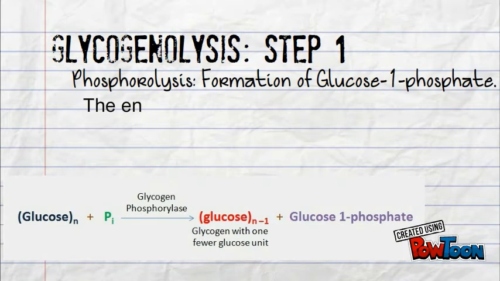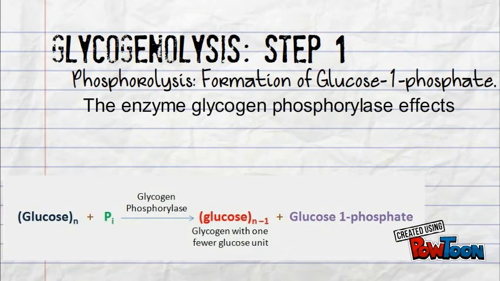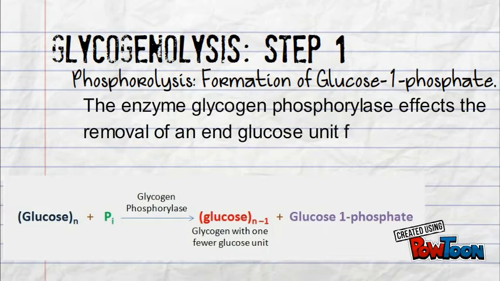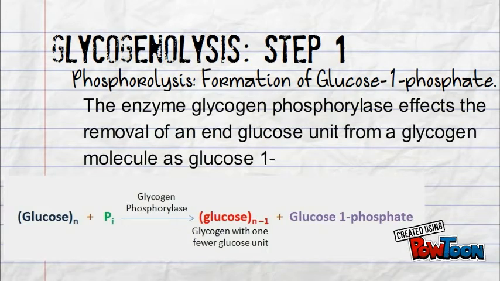Glycogenolysis is a two-step process. Step 1. Formation of glucose 1-phosphate. A phosphorylase is an enzyme that catalyzes the cleavage of a bond by Pi, such as removal of the glucose unit from glycogen to give glucose 1-phosphate.